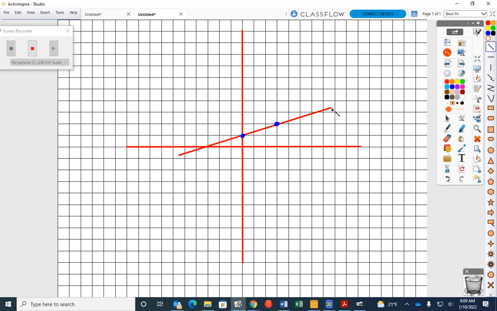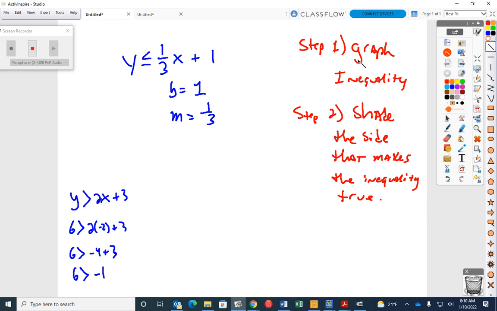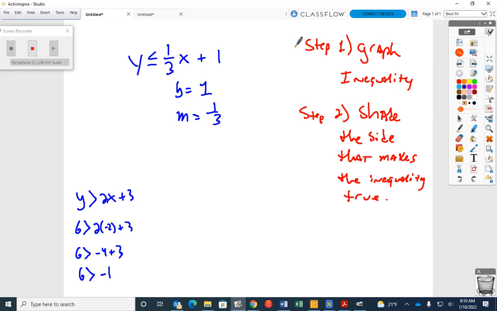Okay, I have a solid line right there. Now let's go back and plug in. We graphed the inequality. We did step 1, right? Now step 2: shade the side that makes the inequality true, by using a test point. So what test point are we going to use every time?